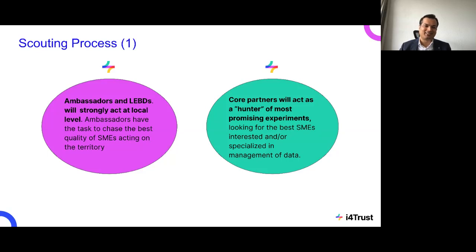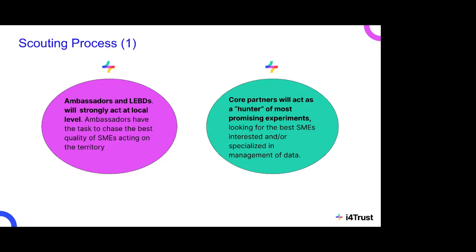Thanks. Yeah, no problem. So now we are going one step back, because we talk about the scouting process that we have already mentioned in some slides before. Basically, to sum up, the actors who will look for these SMEs are ambassadors and LEBDs who will act strongly at local level, and they are the privileged actors that can provide the most promising experiments. And of course the core partners of I4Trust will act as hunters of the most promising experiments, and we also have this role to find the best SMEs and startups. So next slide, Rajiv.